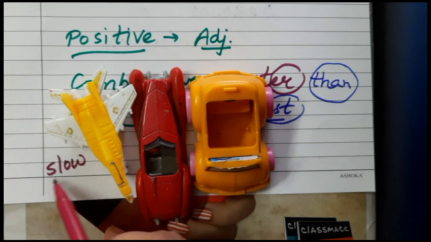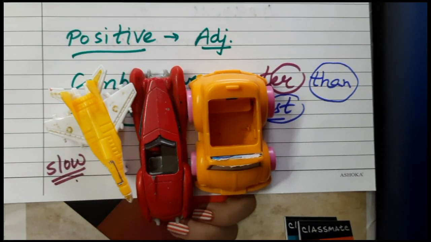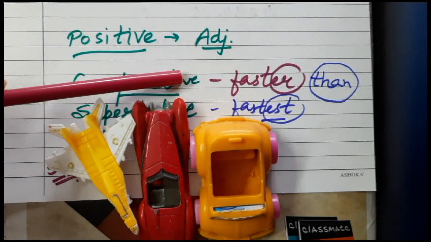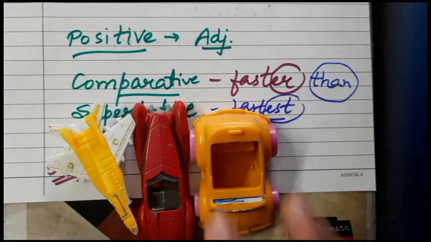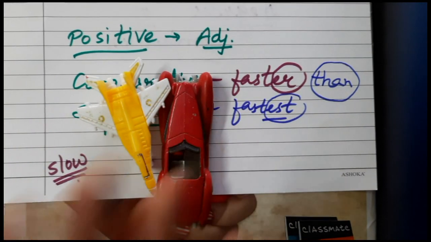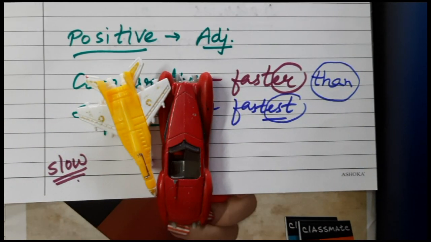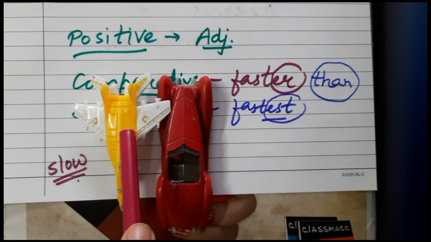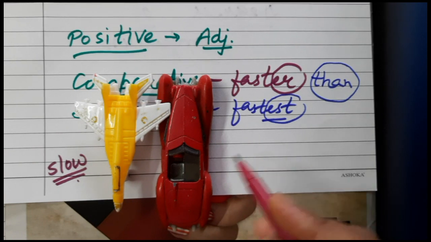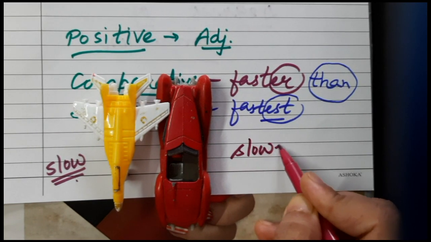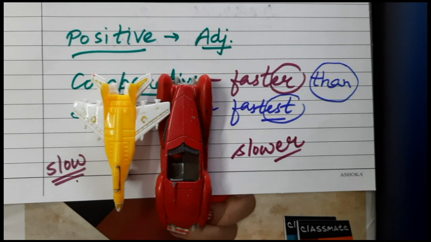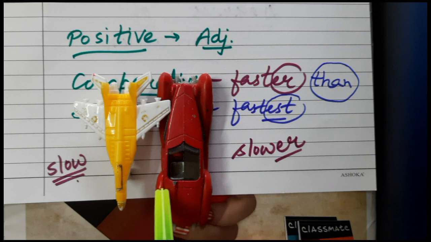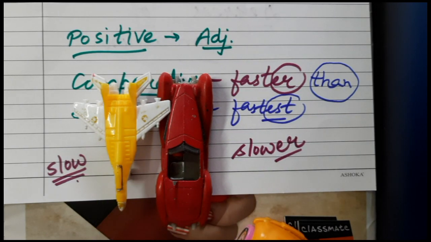What will be the opposite of fast? It is slow. So how will you use now slow? Slow is my positive degree. How will you use the comparative degree? Comparative means take out any two. Let us take these two. Now you tell me which is slower. You will say, ma'am, the sports car is slower than the aeroplane. So you got your comparative degree? Slower. Okay. And then I am using the word than. I am again repeating. The sports car is slower than the aeroplane.